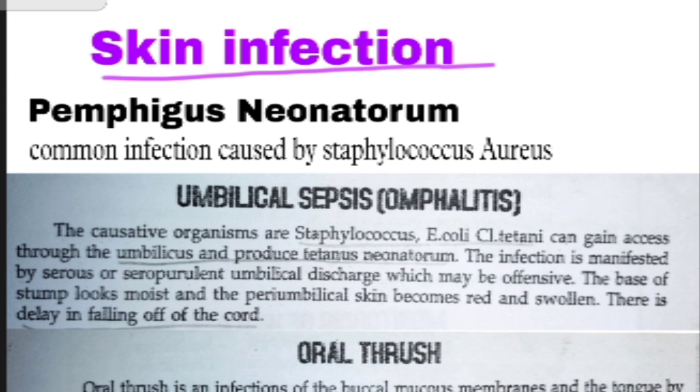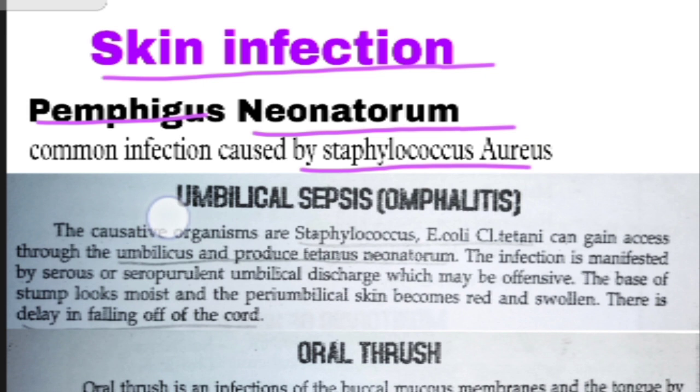Skin infection. In skin infection, the common condition is pemphigus neonatorum. This is nothing but an acne-like thing, small sore-like spots will occur on the skin in a reddish color. It is caused by a bacterium known as Staphylococcus aureus.